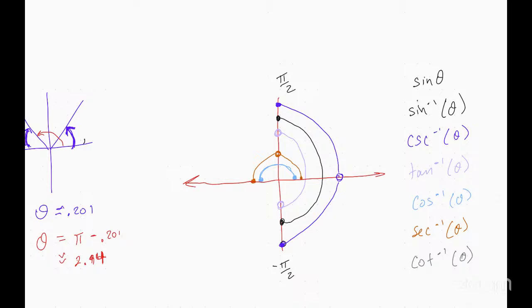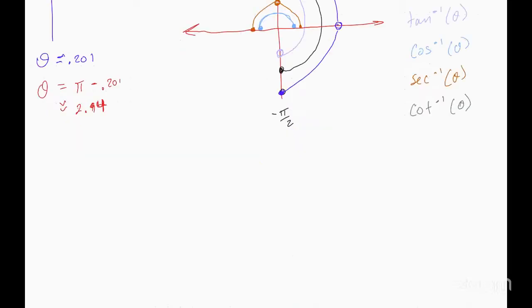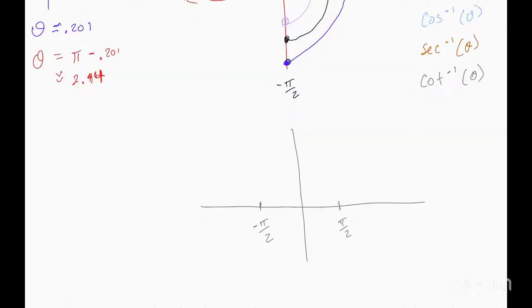If you look at the graph of the tangent function, do you remember what it looks like at pi over 2 and negative pi over 2? What color did I use for that? Light purple. So it goes like this. Remember that? It goes like that for the tangent.